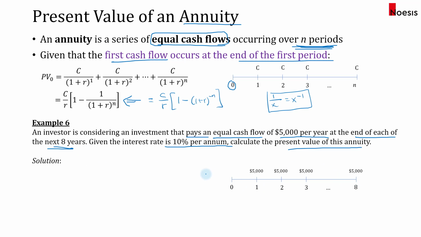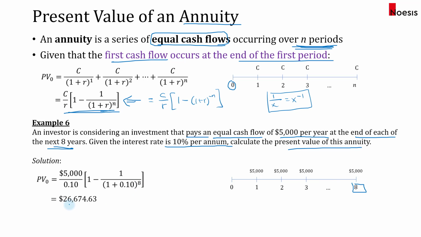So the present value will be to discount all these cash flows for 8 years, but that can be very tedious. So we'll make use of this formula. The equal cash flow will be 5,000 divided by 10%, multiplied by 1 minus 1 over 1.1 to the power of 8, because it's up to year 8. That equals $26,675. In other words, if I invest this amount of money today, and it earns 10% per annum, I will be able to receive $5,000 per year for 8 years.